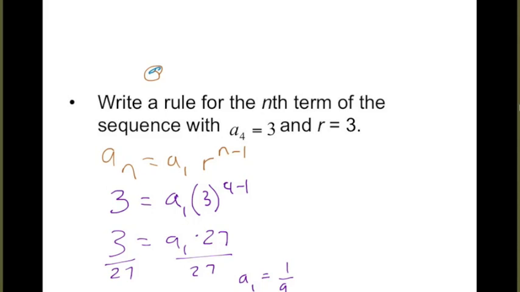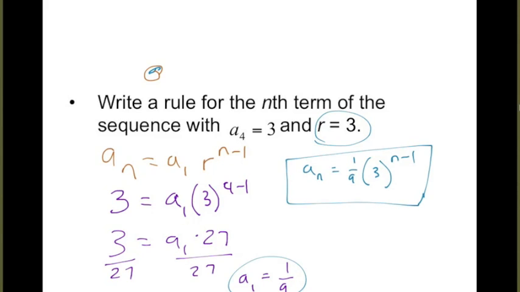So then we want to take that a sub 1 value and the given r value and plug them into our rule. 1/9 times 3 to the n minus 1. And that would allow us to find any term in this sequence.